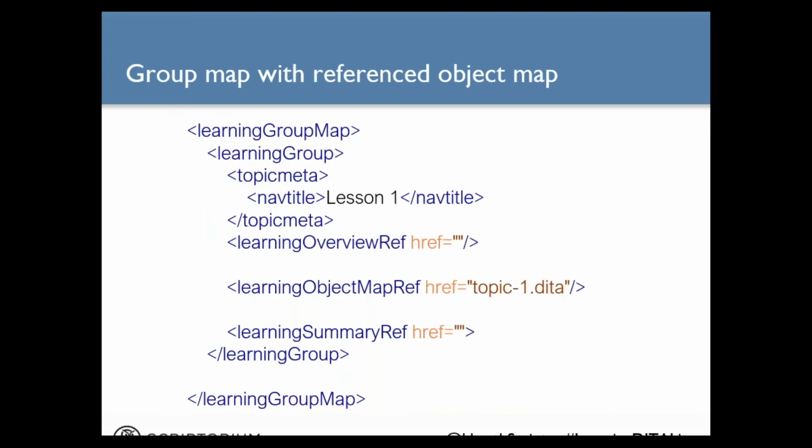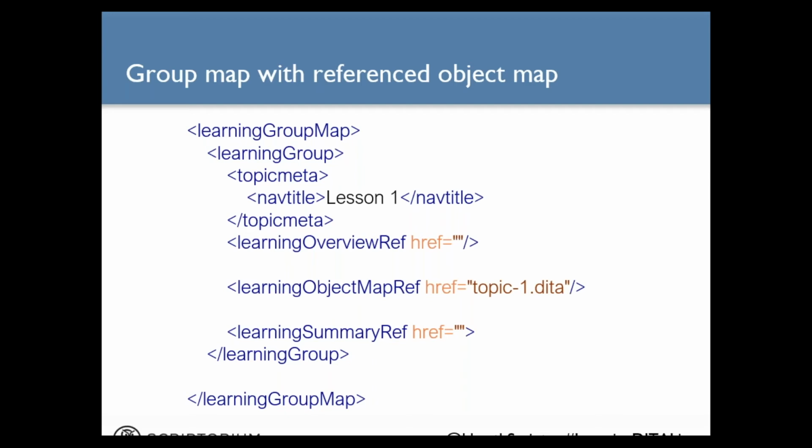And then you can do it this way. So again, this is basically the same thing that we just looked at, but in this case, instead of writing the learning object within the map, I've got a learning object map ref, which you can do also. And that just might depend on whether you're reusing it. Are you going to reuse that topic over and over again, or is it really only going to be contained in this lesson?